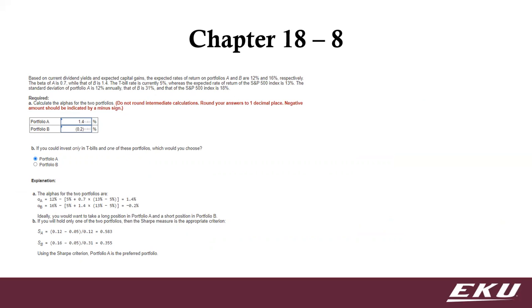Okay. When they're talking about alpha, this is how much you're overperforming, right? Or if it's negative, then you're underperforming a bit. So that's what that is. And then if you could invest only in T-bills in one of those portfolios, which one do you pick? If that's your only investment, then we're going to use Sharpe, and then A is preferred.